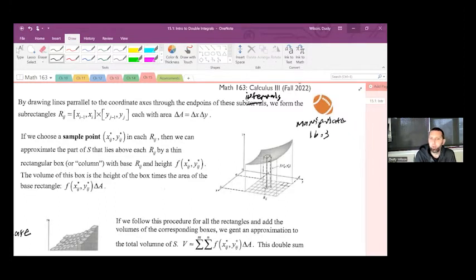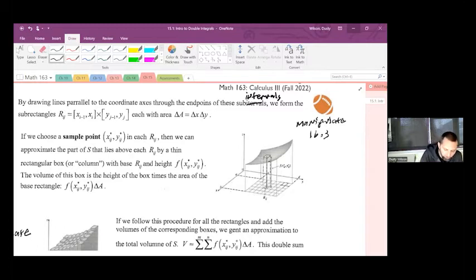If we choose a sample point xij star comma yij star in each Rij, that's in each little teeny rectangle, then we can approximate the part of S that lies above each Rij by a thin rectangular column or box with base Rij and height f of xij star comma yij star. The volume of this box is the height of the box times the area of the base rectangle. That would be f of xij star comma yij star times delta A.